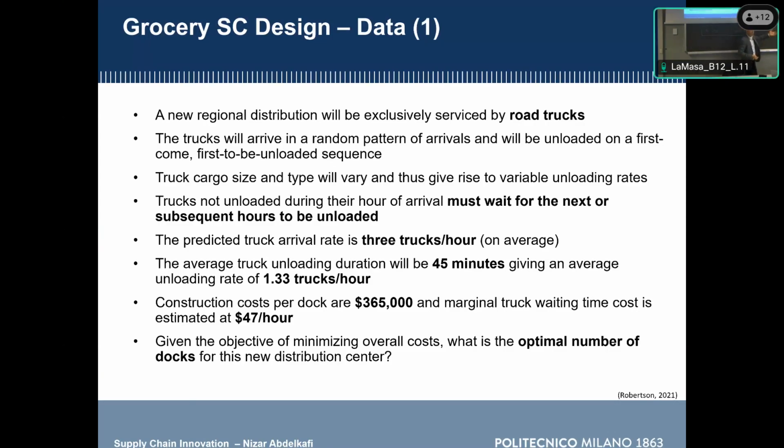Okay, the more docks we have in the distribution center, the less the waiting cost. The fewer docks we have, the higher the waiting costs. Okay, so having this problem, what do you think now? What is the data that is missing? So there is some data missing.